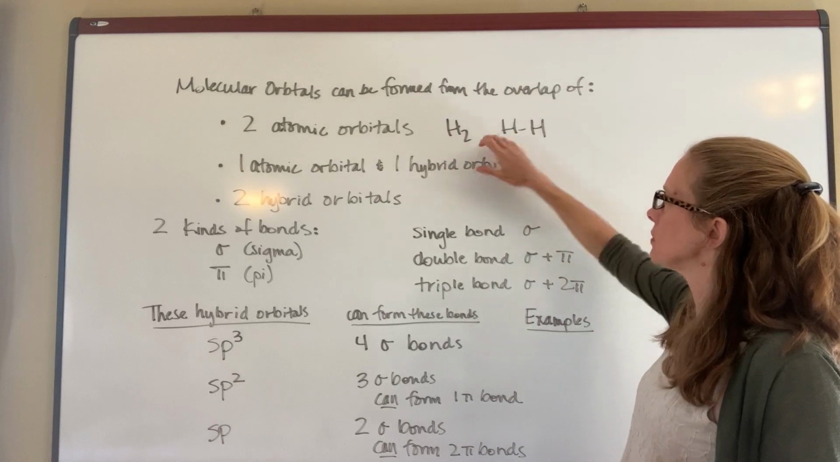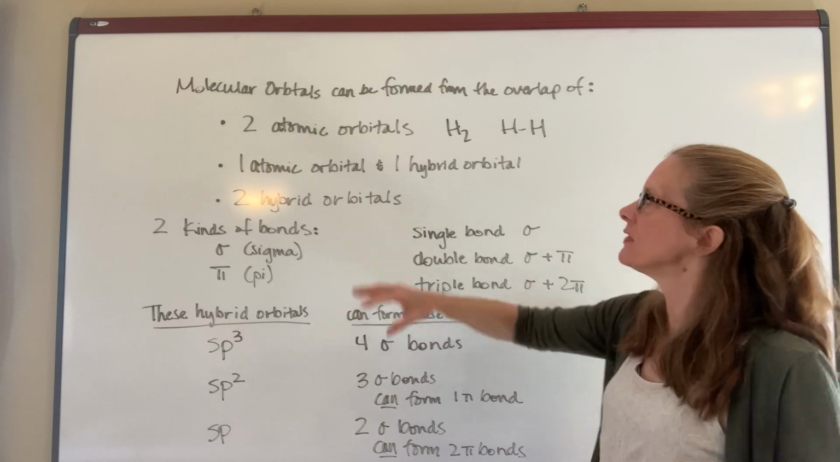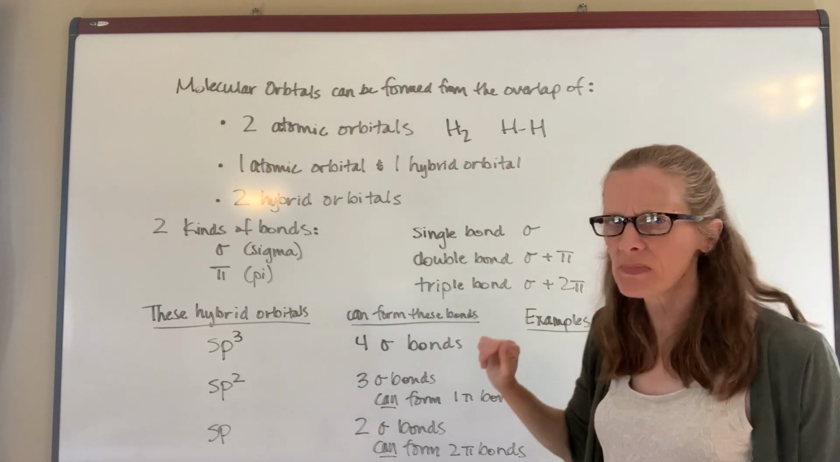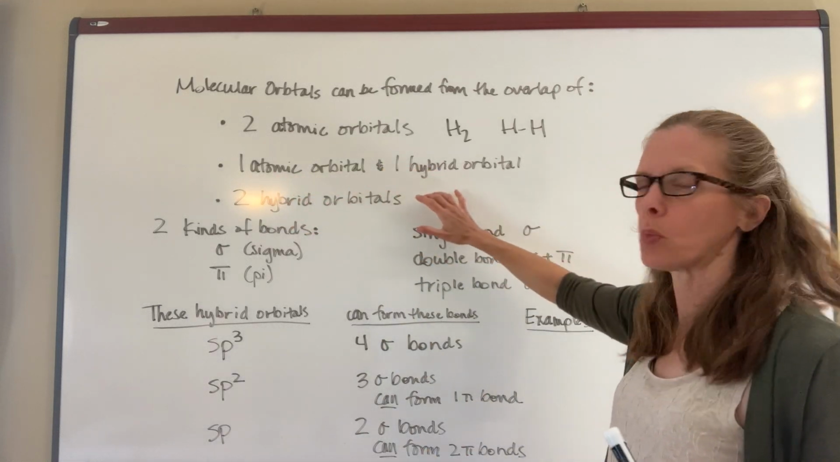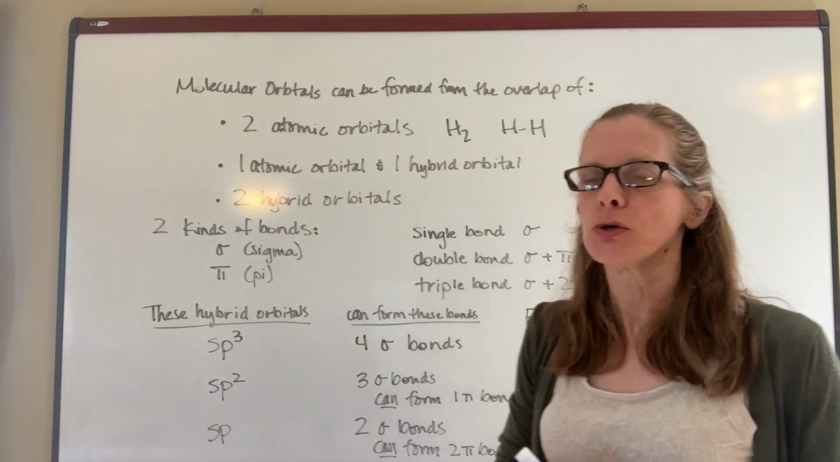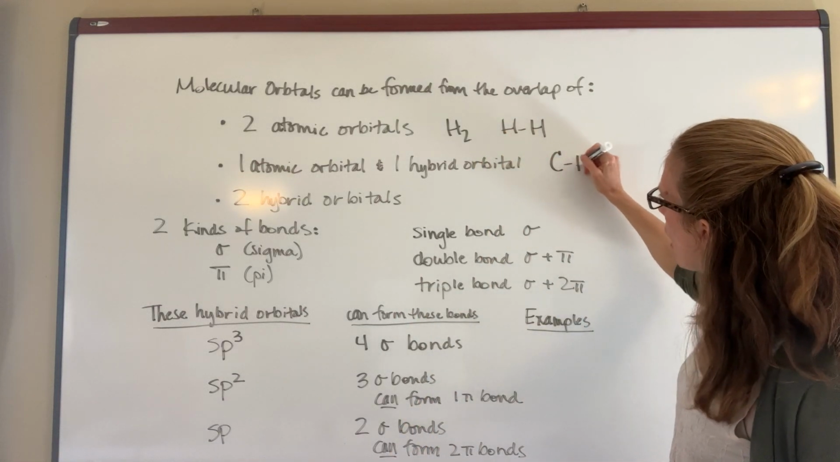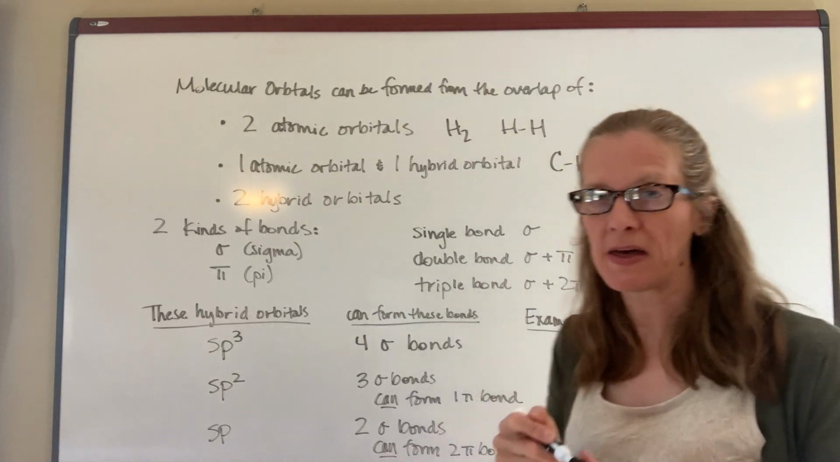The atomic orbitals of this hydrogen and the one in this hydrogen are going to overlap, and then they're going to form molecular orbitals so you can have a hydrogen molecule. You can also overlap 1 atomic orbital and 1 hybrid orbital. You can do that if you're going to form a carbon-hydrogen bond, as in the molecule CH4, which is methane.